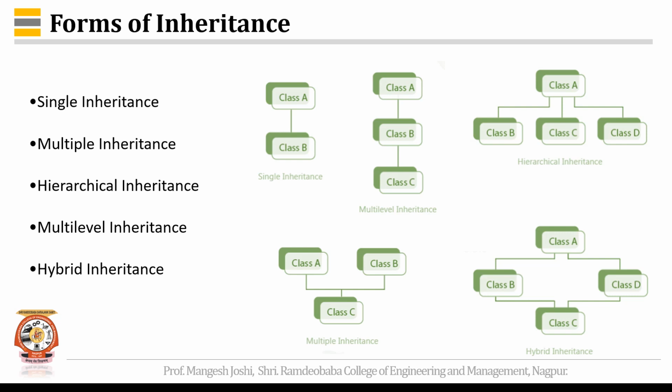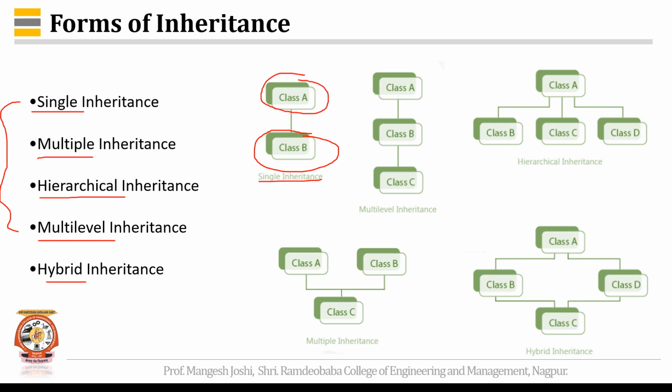Now basically there are 5 types of inheritance: single, multiple, hierarchical, multi-level and hybrid. So hybrid inheritance is the combination of all the above 4 types of inheritances. In the picture you can see single inheritance. If a class B is derived from only one class, meaning there is one parent class and one child class, the type of inheritance will be single inheritance.